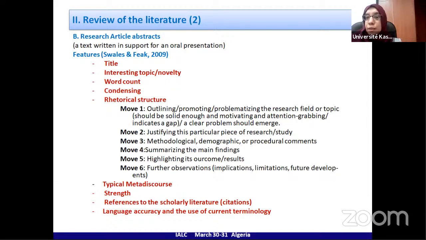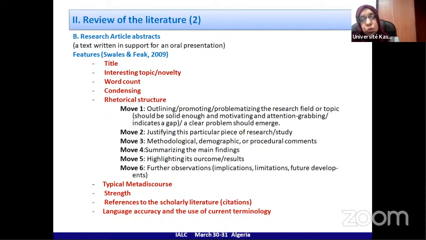Here, when I say the rhetorical structure, I'm speaking about the move sequences that should appear in an abstract. Move 1, according to Swales and Feak, is outlining. Here, the author problematizes and promotes the research field or the topic. Move 2, justifying the particular piece of research. Move 3, presenting methodological, demographic, and procedural comments. Move 4, summarizing the main findings. Move 5, highlighting its outcomes, results. And finally, move 6, further observations. Here we can include the implications, limitations, and future developments.